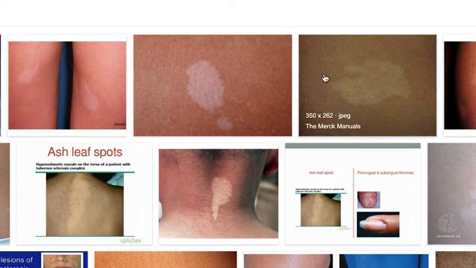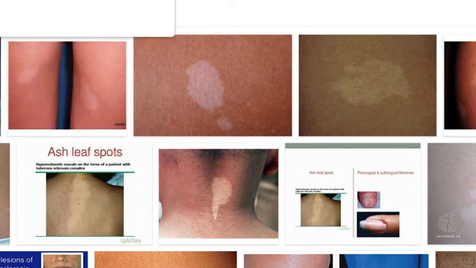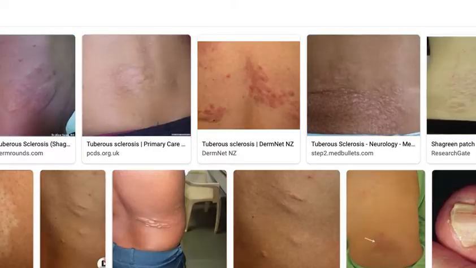Also, they have shagreen patches. See, this is a shagreen patch. I can show you from close. So see, this is a rough type of skin, mostly on the lumbar spine.